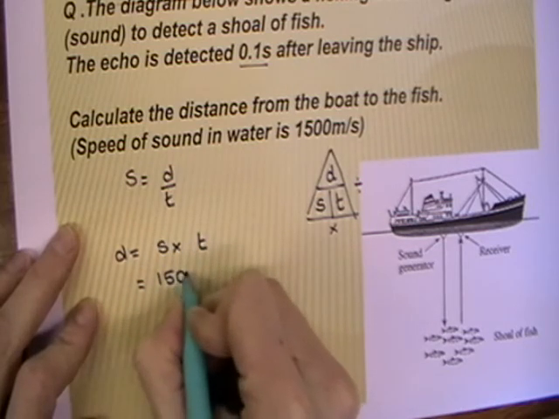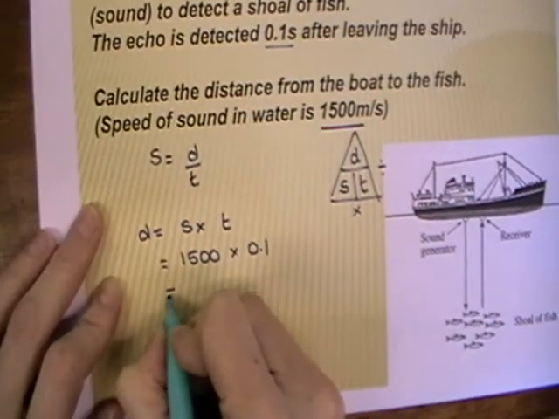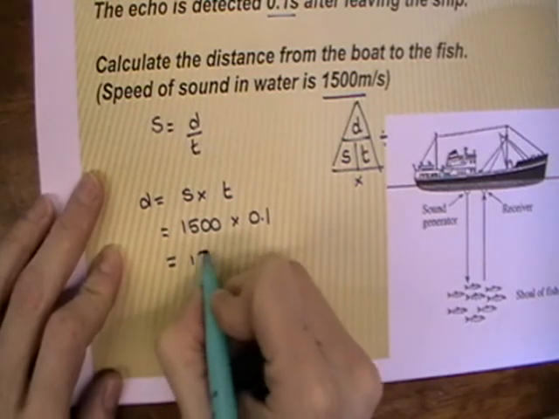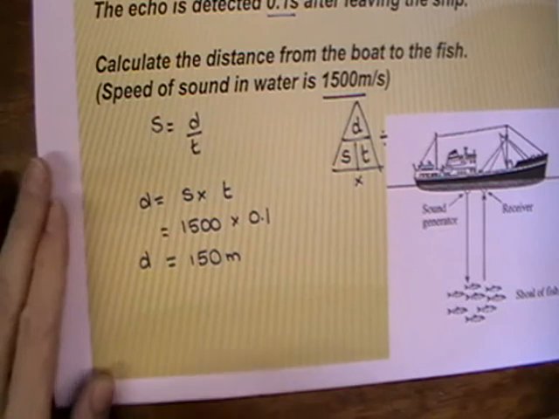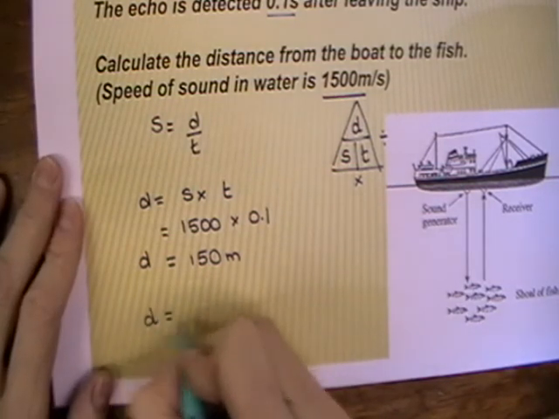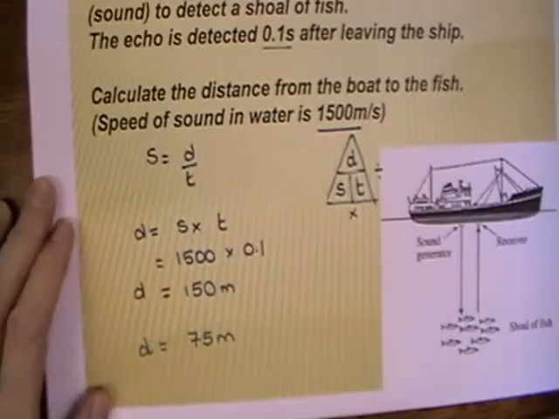that's 1500 is the speed, and the time is 0.1 seconds. And so 0.1 of 1500 gives you 150 metres. But remember, that's the distance down and up again, so therefore the distance to the shoal of fish is only 75 metres. It's 150 divided by 2.